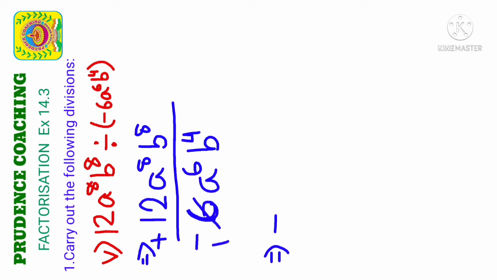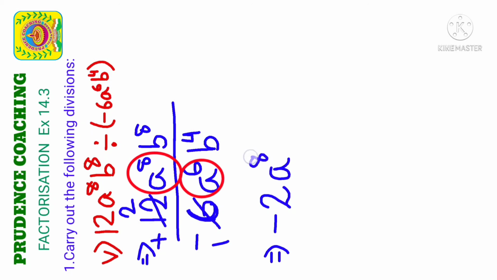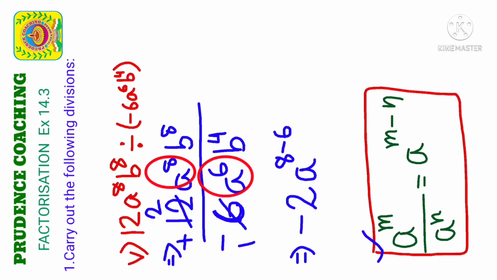Next, as you can see, 6 ones are 6 and 6 twos are 12. So by cancelling the number, you will get here 2. Now we have a to the power 8 in the numerator and a to the power 6 in the denominator. So a to the power 8 minus 6. You will get here that a to the power m divided by a to the power n, where a is the variable and m and n are the integers, we can write a to the power m minus n. So here we have a, that is the variable, to the power 8 divided by a to the power 6. So you can write it as a to the power 8 minus 6.